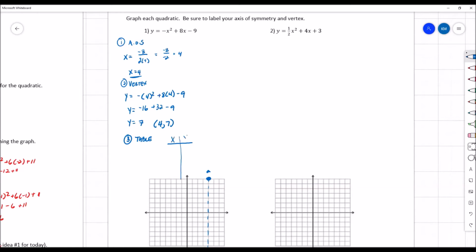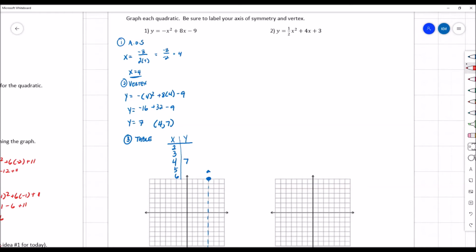So now let's complete this table. X, Y. In the middle, 4, 7. And then we'll choose numbers around here. I'm just going to say 3 and 2, 5 and 6. Because of our symmetry, we don't have to plug in all 4 of these numbers. If I plug these 2 numbers in correctly, it should mirror what I'm going to get for these 2 numbers.